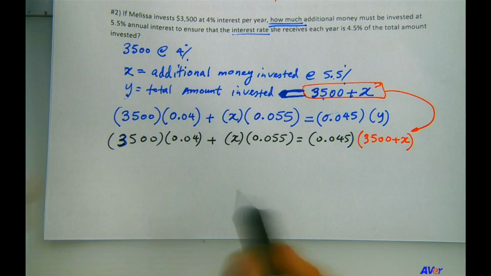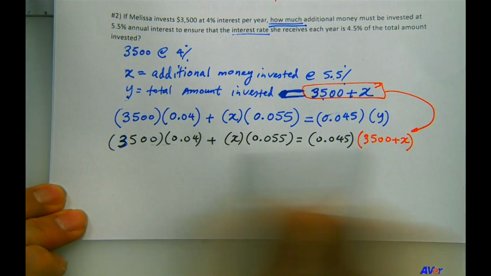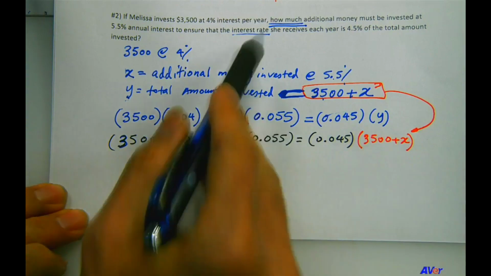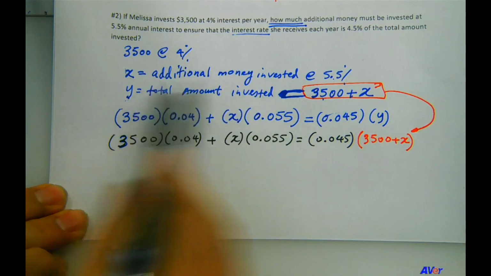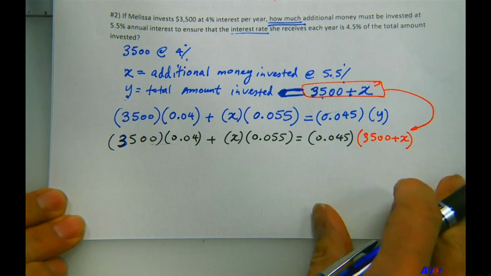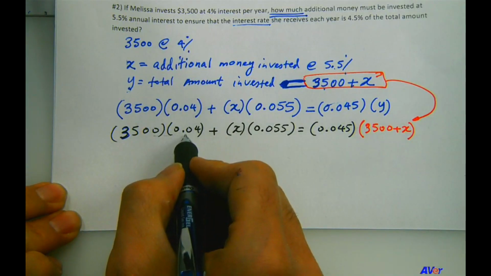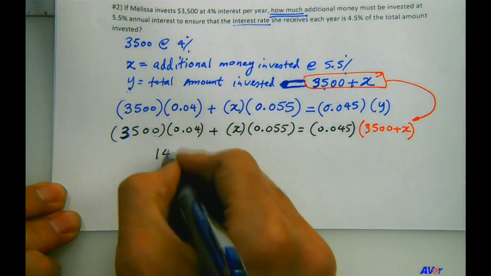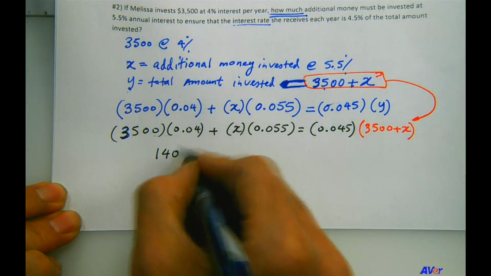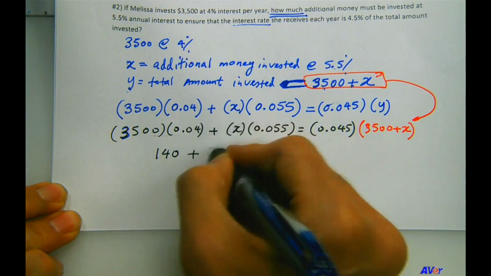Okay? All right, so now take a look at this equation. We have nothing but X, so we should be able to solve for X, which is the additional money invested at 5.5%, the variable we're looking for in this problem, right? So let's simplify. 3,500 times 0.04 is 140, that's according to my calculations. Please double check these numbers. That one is the same.